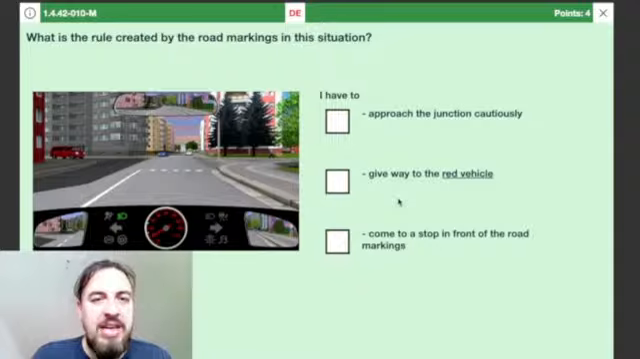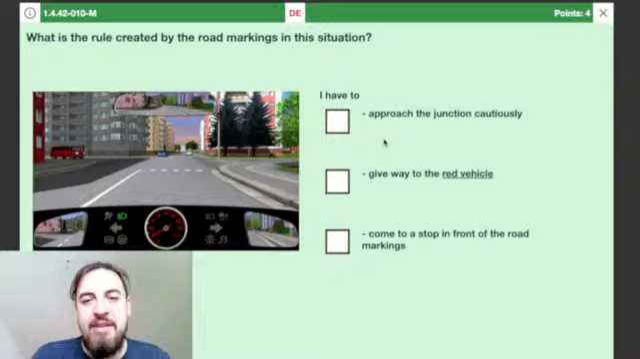What is the rule created by the road markings in this situation? I have to approach the junction cautiously. I have to give way to the red vehicle. I have to come to a stop in front of the road markings. No, the only thing is approach the junction cautiously.